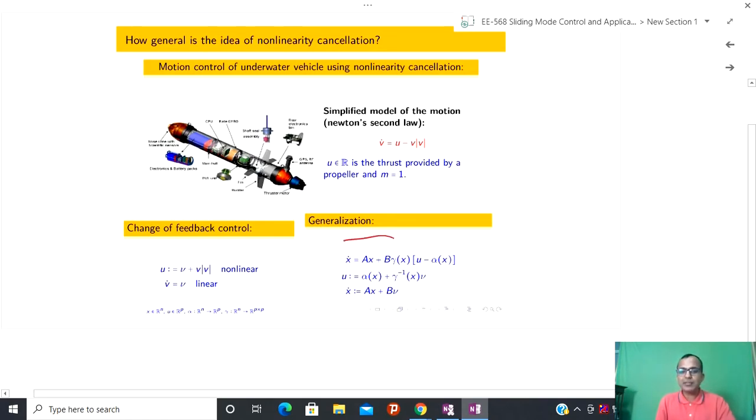Is this particular part visible to everyone? x dot equals Ax plus B gamma(x) u minus alpha(x). Is that visible to everyone? Yes, sir, it's visible. Okay, now try to see the idea.